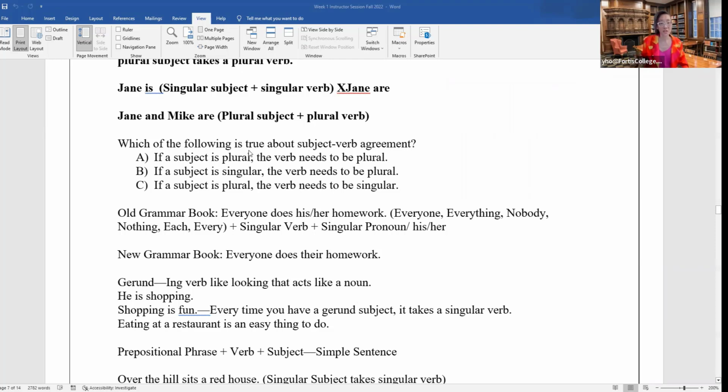So here is a quiz question. Which of the following is true about subject-verb agreement? A, if a subject is plural, the verb needs to be plural. B, if a subject is singular, the verb needs to be plural. C, if a subject is plural, the verb needs to be singular. So which one is correct? A, B, or C? Anybody want to give a try?